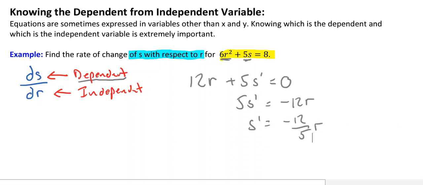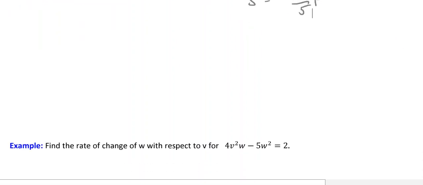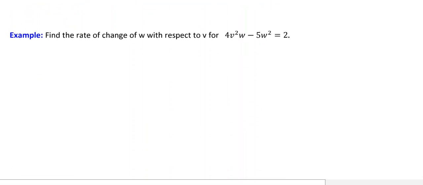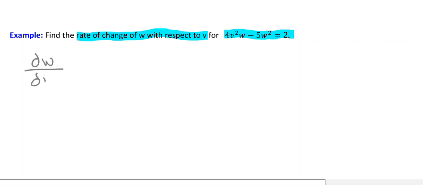Let's do one more example. In this next problem, we have v's and w's. How do we know which is the dependent and which is the independent variable? Well, we look at the wording of the problem. Find the rate of change of w with respect to v. That means w is changing with respect to v. So therefore, w is the dependent and v is the independent variable.